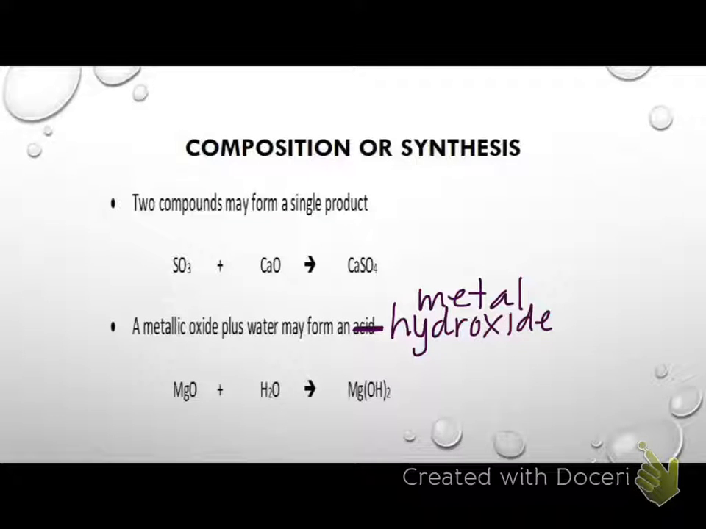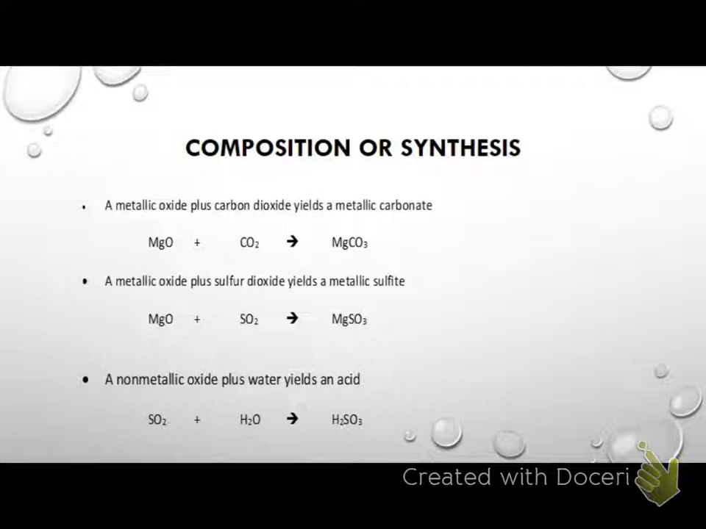Okay? Then the last sets are a metallic oxide plus carbon dioxide is going to make a metallic carbonate. So again, you would put those together based on their charges. A metallic oxide plus sulfur dioxide would yield MgSO3. And a non-metallic oxide plus water, that one would yield an acid. Okay? So those are the basic types of composition. So you'll need to refer back to your notes when you start doing these so you can predict what they make. Okay?